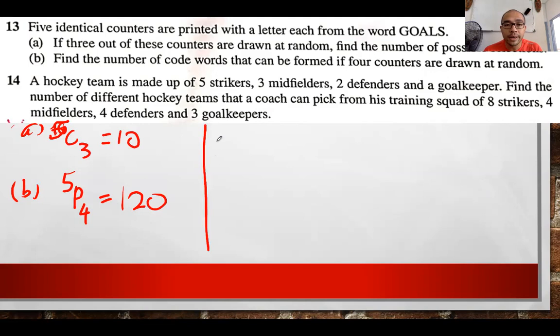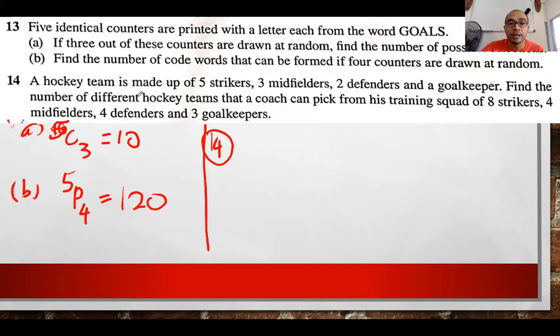Okay, let's do one last one, question 14. You have a hockey team that is made up of 5 strikers, 3 midfielders, 2 defenders, and a goalkeeper. For those of you who don't know what a striker, midfielder and defender is, it's just different positions in the football field. And I don't know, there's 11 people in the football team, fine.